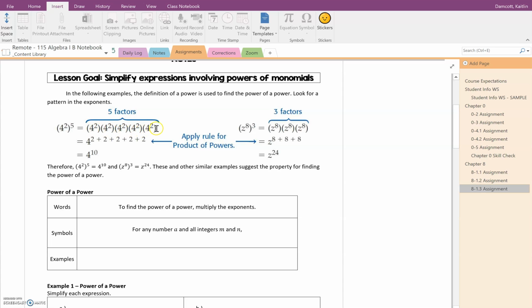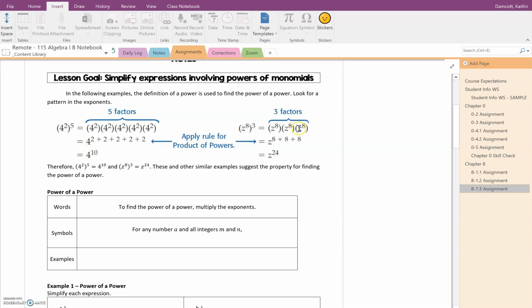So we've got 4 squared times 4 squared times 4 squared times 4 squared times 4 squared, and there are 5 of those factors. Now, think about our rule for the product of powers that we learned yesterday: if the bases are the same, then we can just add the exponents. In all of these, the base is 4, so we can add 2 plus 2 plus 2 plus 2 plus 2, which gives us 10. So you would end up with 4 to the 10th power. We started with 4 squared raised to the 5th power, and when we simplified, it ended up as 4 to the 10th power.